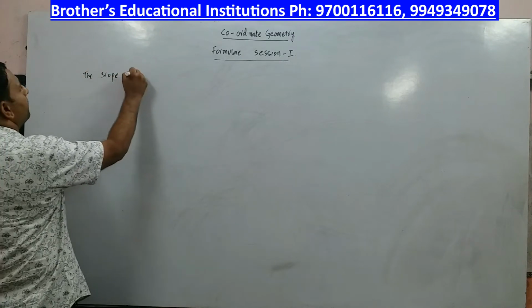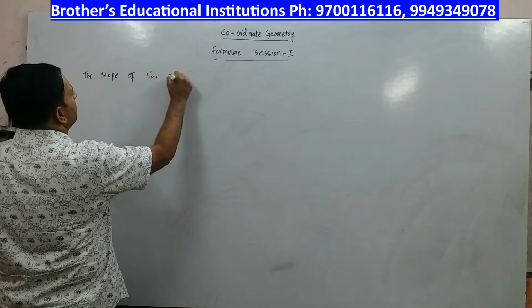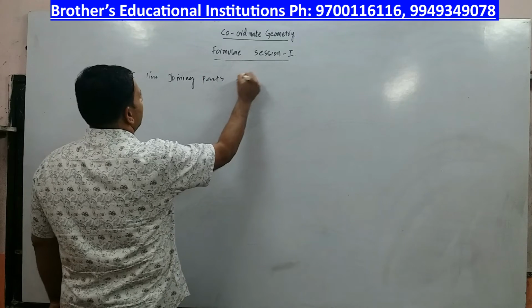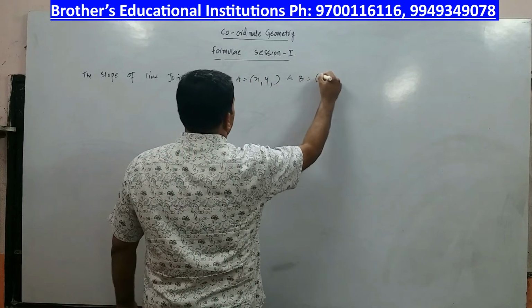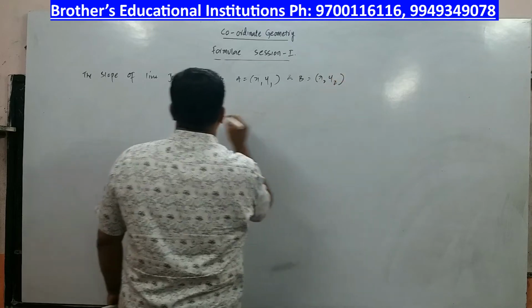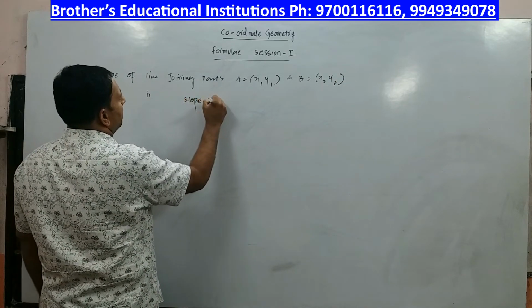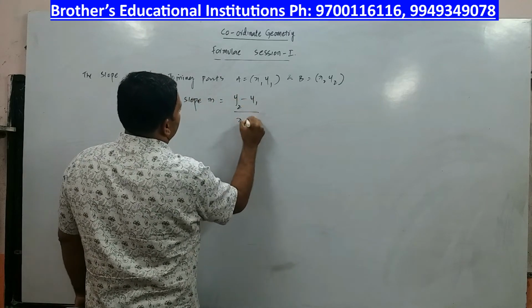The slope of the line joining points A equal to (x1, y1) and B equal to (x2, y2) is slope m equal to (y2 minus y1) by (x2 minus x1).